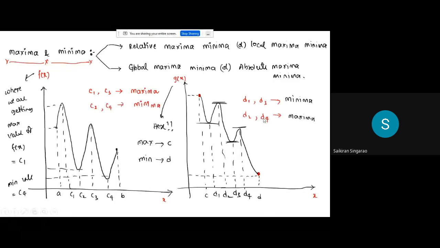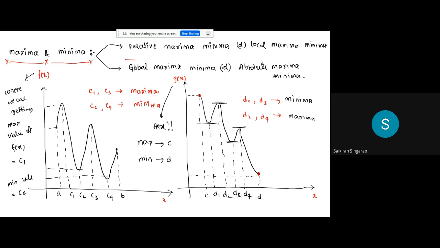Not differentiable, right? Why? Because they are sharp edges, they are at the edge points, right? They are extremities. Extremity points are not differentiable. Then how can you tell that it's a maximum point or a minimum point?